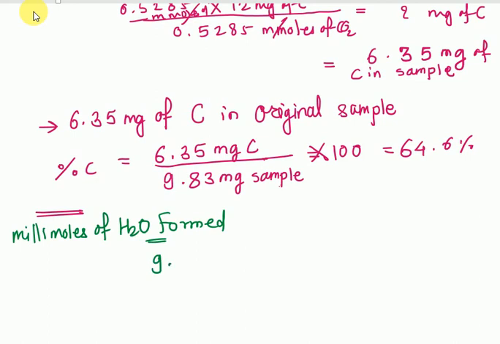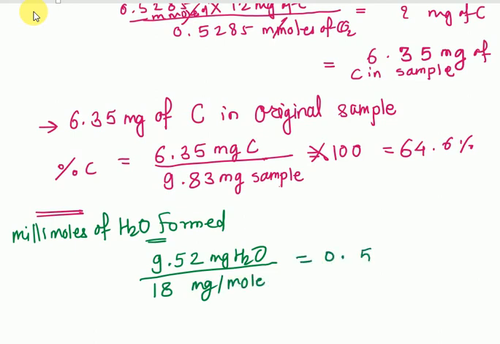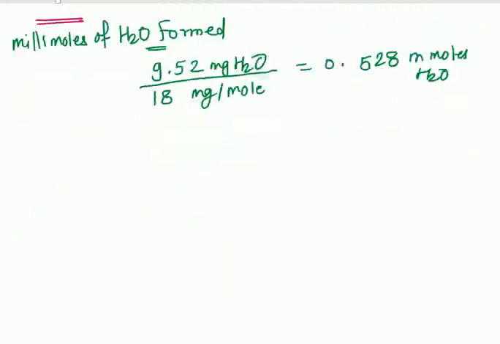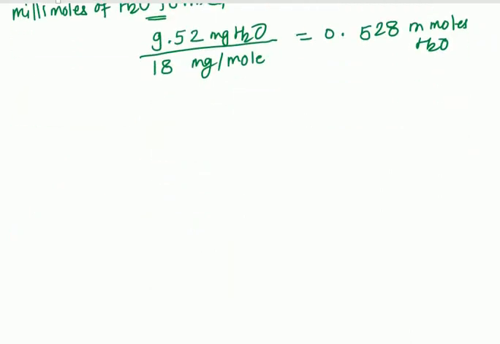millimoles of H2O. Once we get the millimoles of H2O formed, we can calculate the millimoles of hydrogen present in it. So 1 millimole of H2O contains 2 milligrams of hydrogen. Therefore, our millimoles are 0.528 millimoles. H2O is formed here.